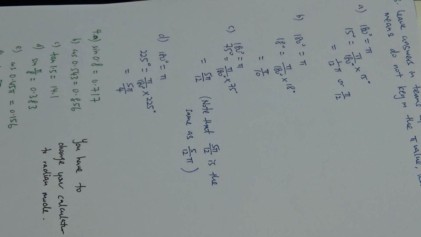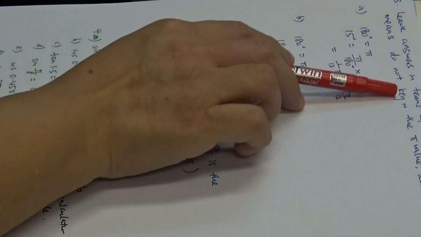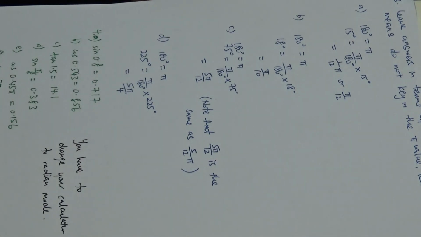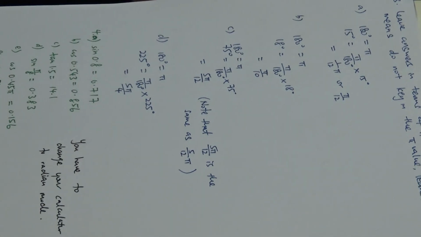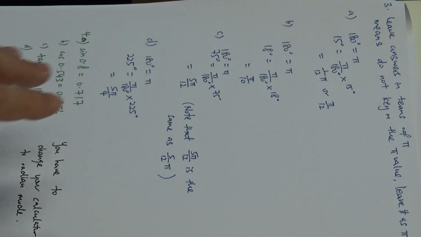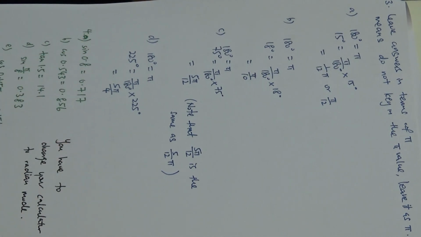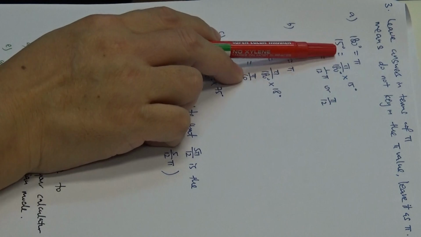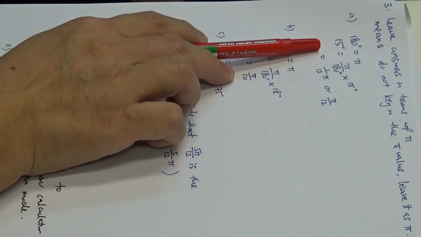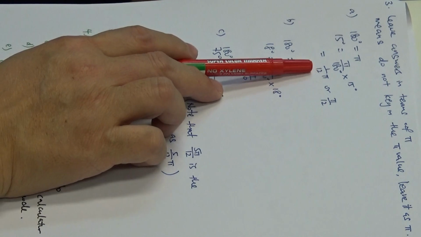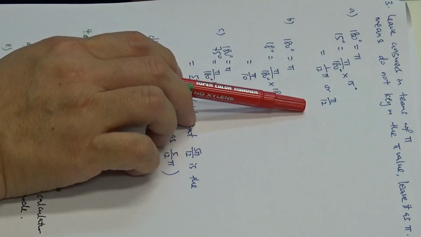Now let's move on to question number 3. What did question number 3 say? Convert each of the following angles from degrees to radians, leaving your answer in terms of pi. Now, class, when they say leave answers in terms of pi, it means that we do not key in any value for pi. We just leave it as pi. Okay? So, we'll do the same thing. Degrees, radians, do the same working. We'll get 1 over 12 pi, or pi over 12.